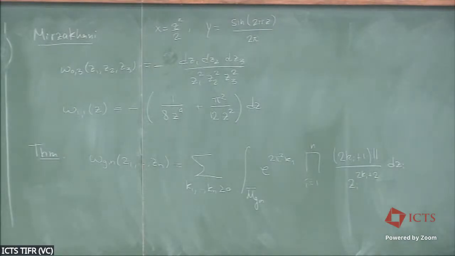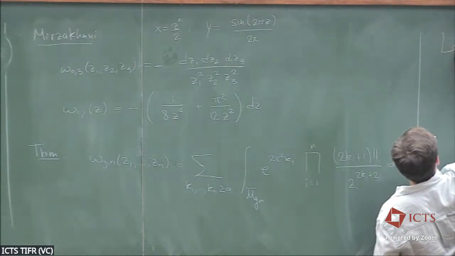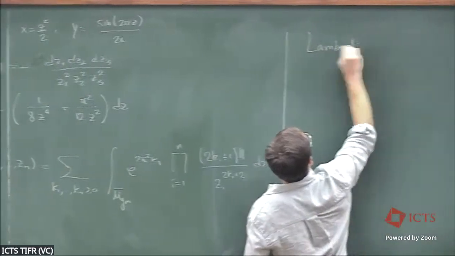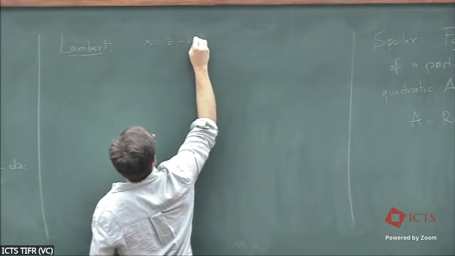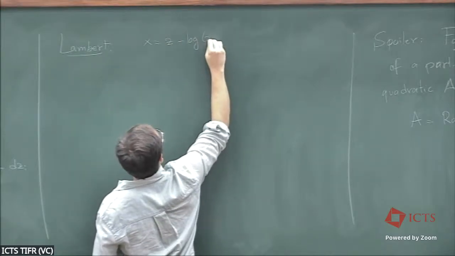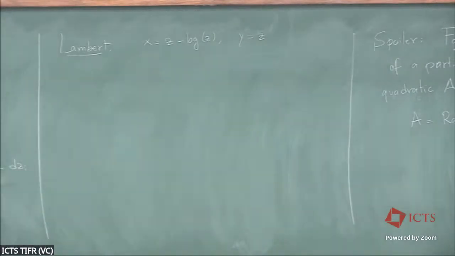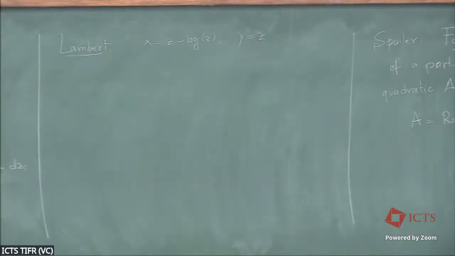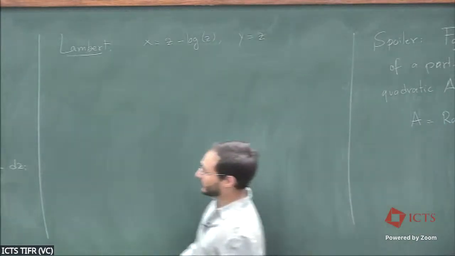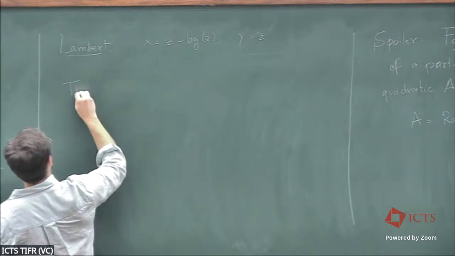And I will conclude with one last example, which is the Lambert curve. Remember, this is when x is equal to z minus log of z, and y is equal to z. So here, sorry, I also have a minus 1 to the n. So in this case, I will not give you examples of the omega GNs. You can try to compute them by yourself. But what I want to tell you is what is the enumerative geometric meaning of the associated differentials.